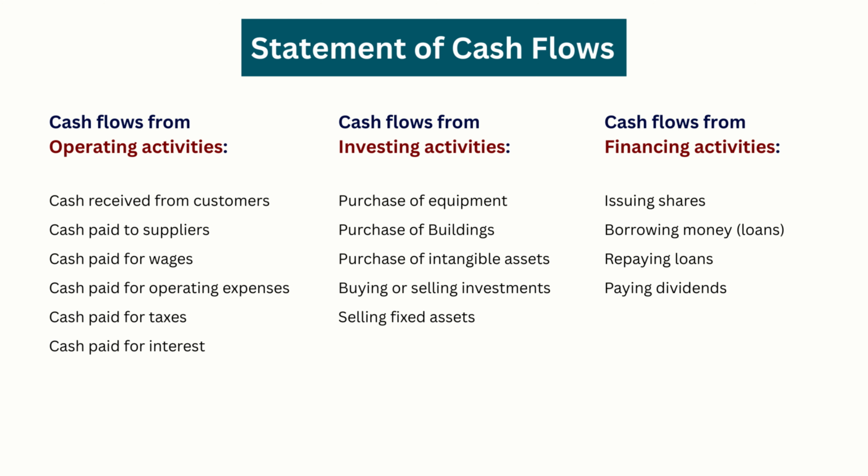But if a company keeps selling assets just to survive, that could be a warning sign. Finally, we have financing activities. This shows how the company raises capital and how it repays capital. Examples are issuing shares, borrowing money, repaying loans, paying dividends.